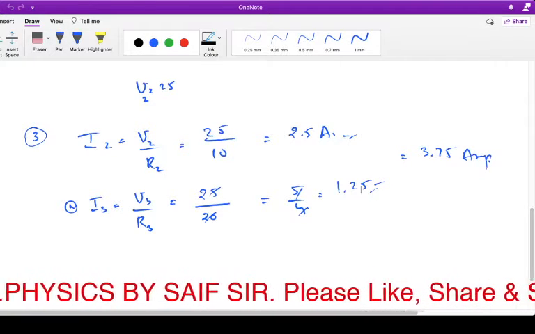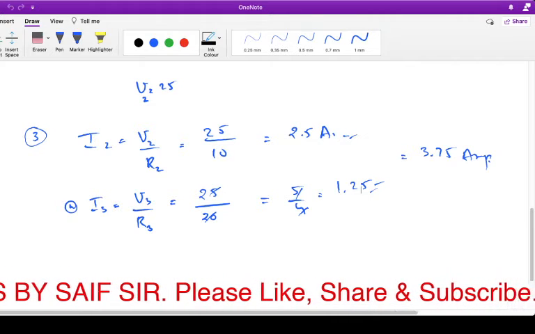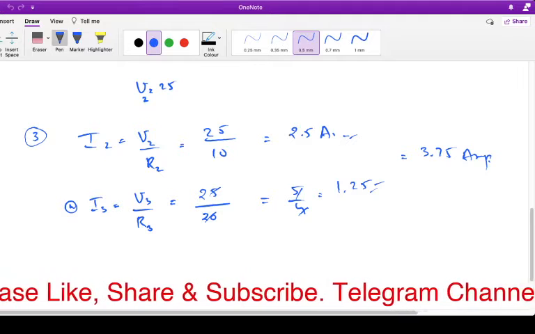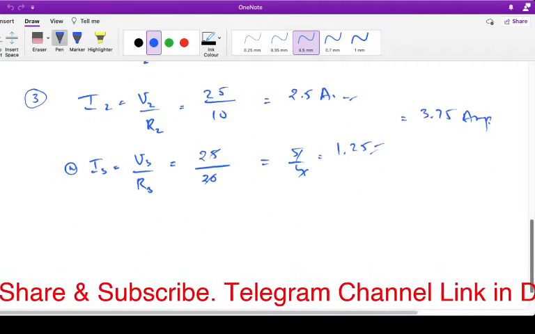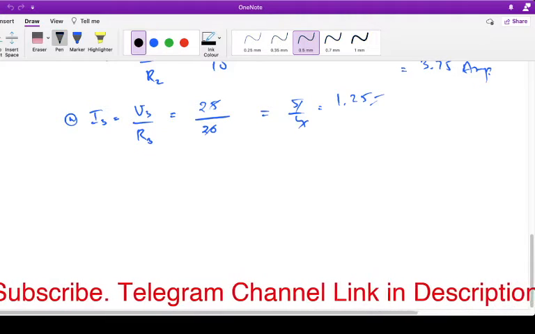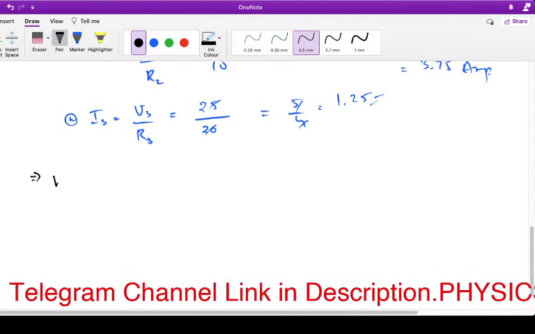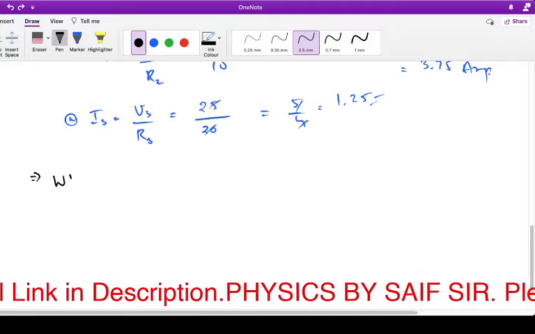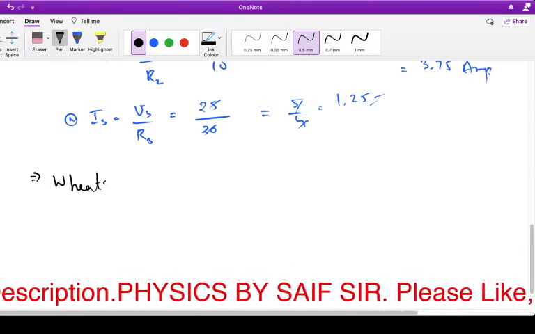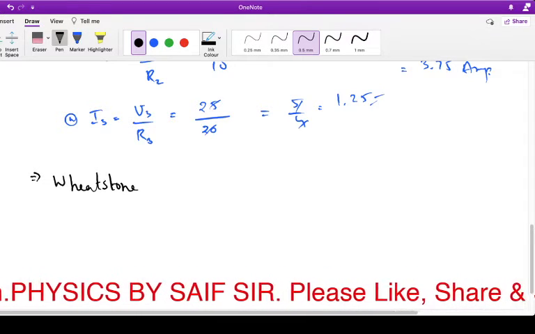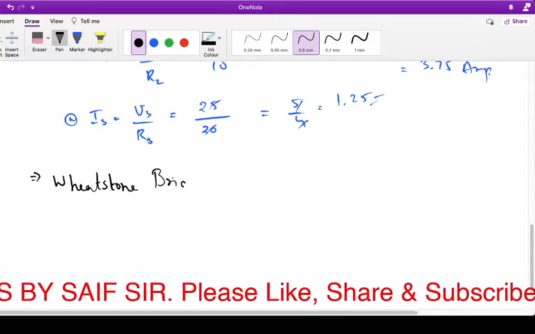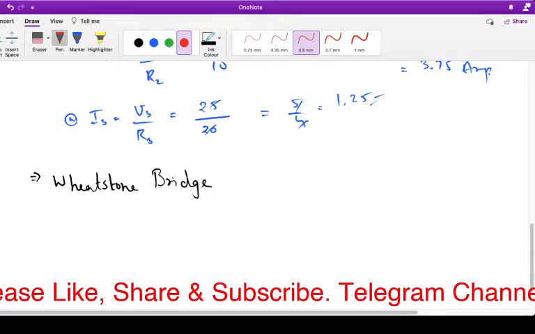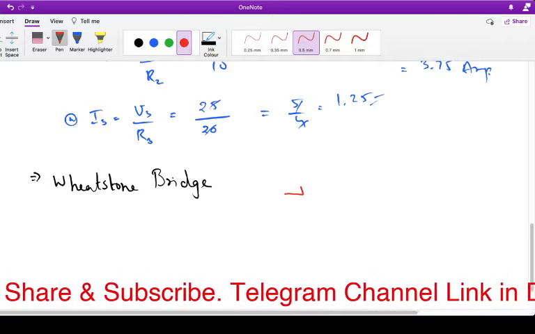Now we will see another topic, which is a basic topic. The name of the topic is Wheatstone Bridge. Okay, and it is shown in this circuit form.